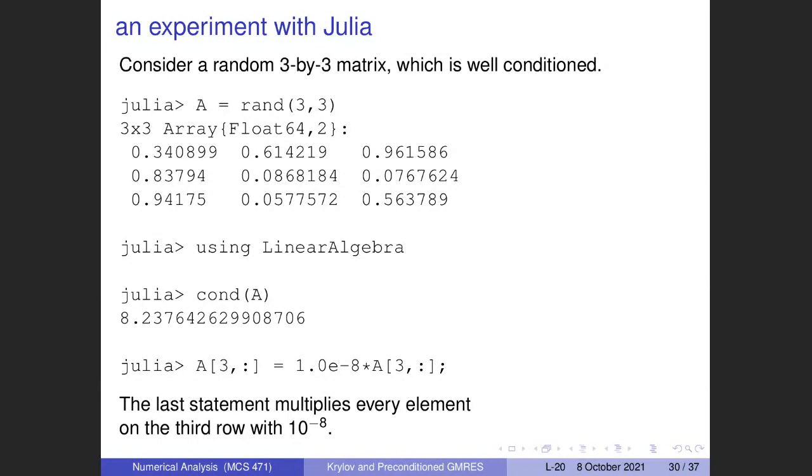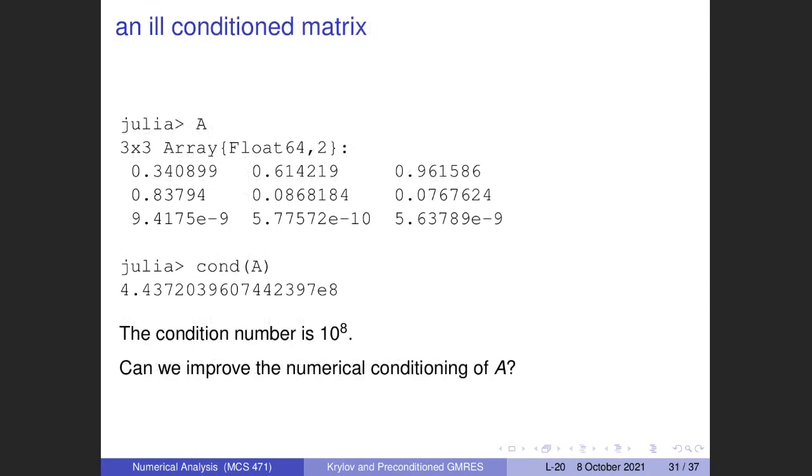Random matrices are well-conditioned. Let's scale them a little bit off. We will multiply the third row by 10 to the power minus 8. So we kind of artificially make a matrix that is ill-conditioned. Now the condition number is 10 to the power 8.